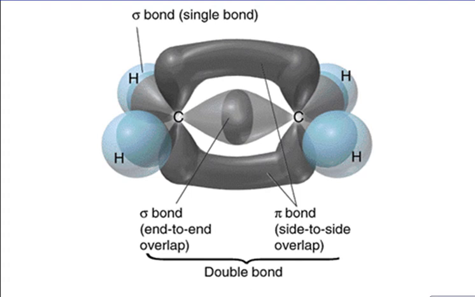Pi bonds are weaker than sigma bonds, but cannot exist alone. If you have a pi bond, you must have a sigma bond before that. So if I have a double bond, that means I have 1 sigma bond and 1 pi bond. If I have a triple bond, that means I have 1 sigma bond and 2 pi bonds. And there's no such thing as a quadruple bond, so we're done.